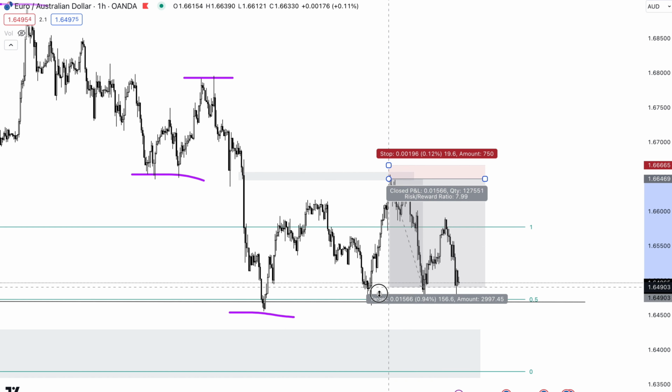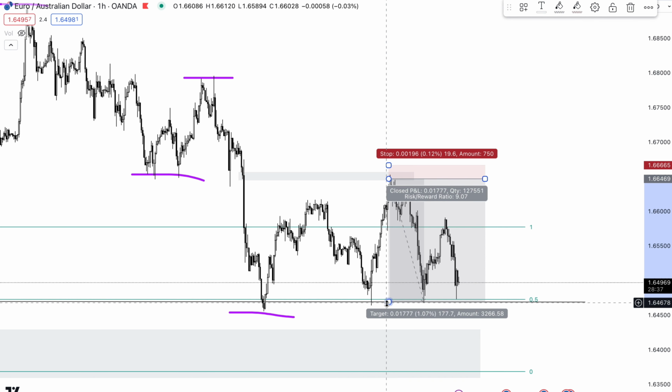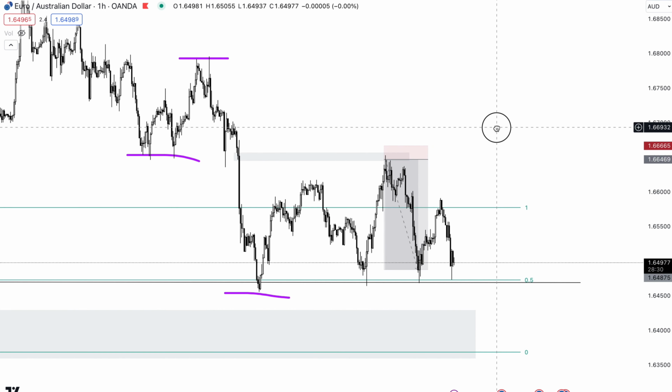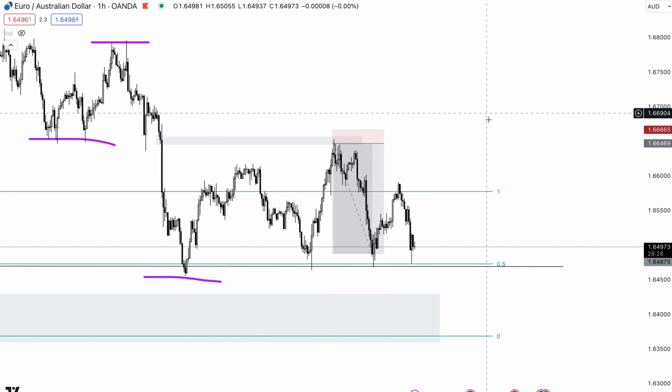And then they would target this area, or even this area. They might even target that low. So that's fine. But the issue is this.